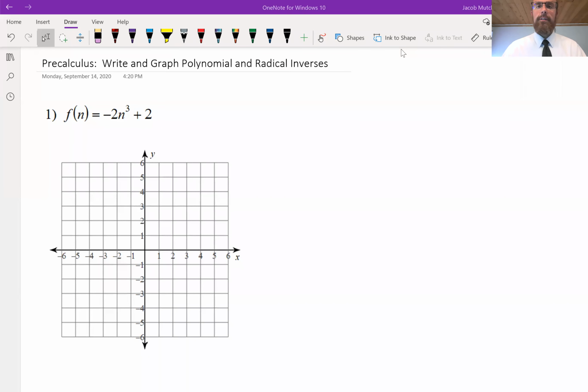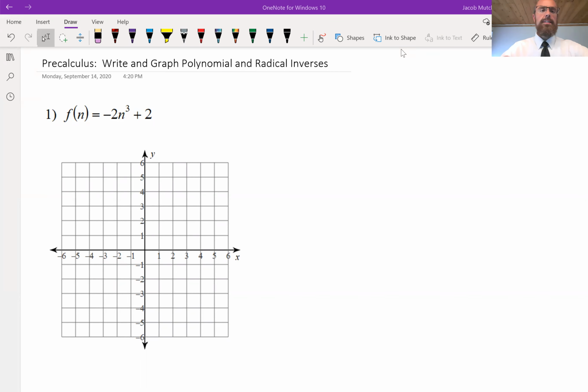Welcome to Pre-Calculus. Today we will investigate writing and graphing inverses of polynomial and radical functions, focusing on algebraic techniques to create an inverse and graphical strategies to confirm that a pair of functions are inverses of one another. We'll take a look at two examples that are the polynomial functions first.